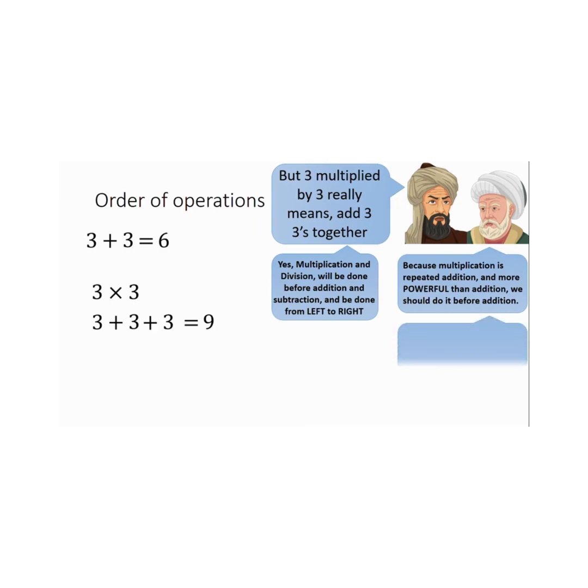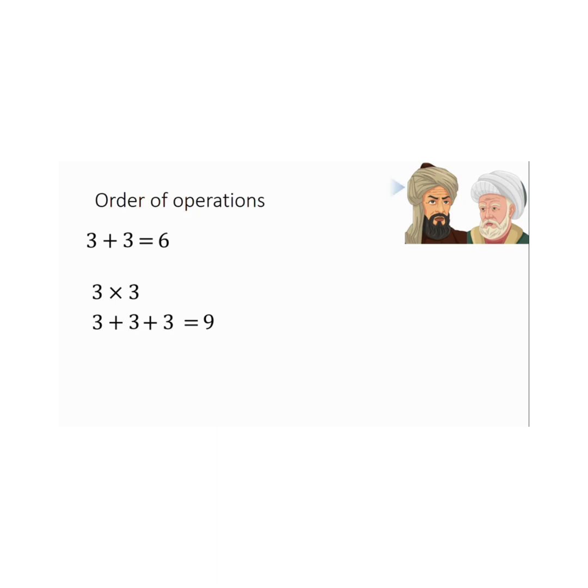Wait, is there anything more powerful than multiplication? Like repeated multiplication? Good question. Exponents, also known as indices or powers, or sometimes they're called other names. 3 to the power of 3 is really 3 3's times together. So it's really 3 times 3 times 3. And remember, 3 times 3 is really 3 3's added together.